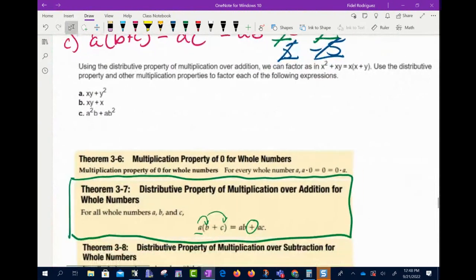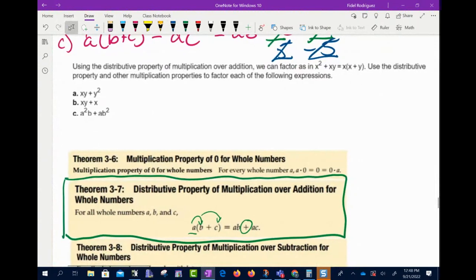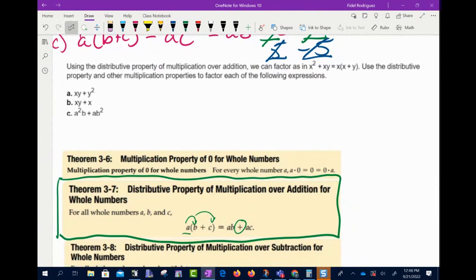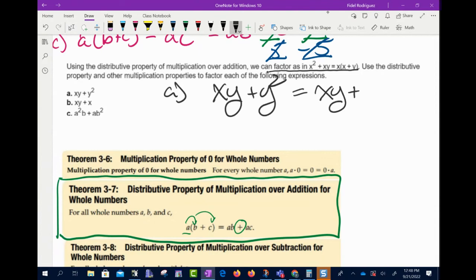So for the next part, it says using the distributive property of multiplication over addition, we can do something called factoring. So again, this is probably stuff that more junior high students would see, okay? What we're really doing here, y'all, we're going backwards when we're factoring, okay? So look at part A, and it's xy plus y squared, okay? So just so that I have an understanding of what this really means, what this really means is that I have xy plus y with another y.